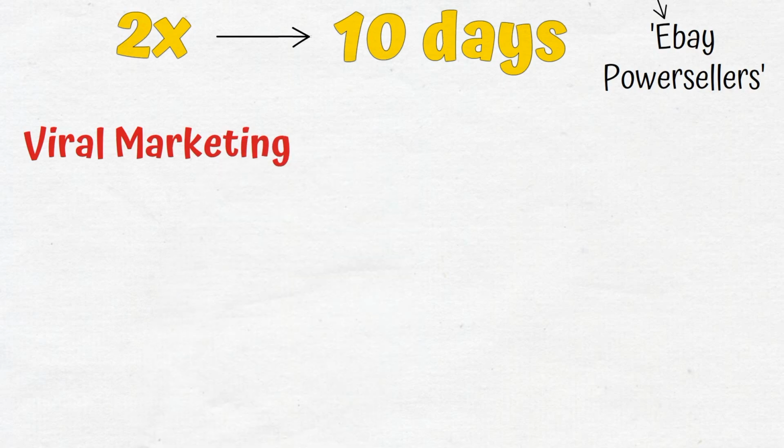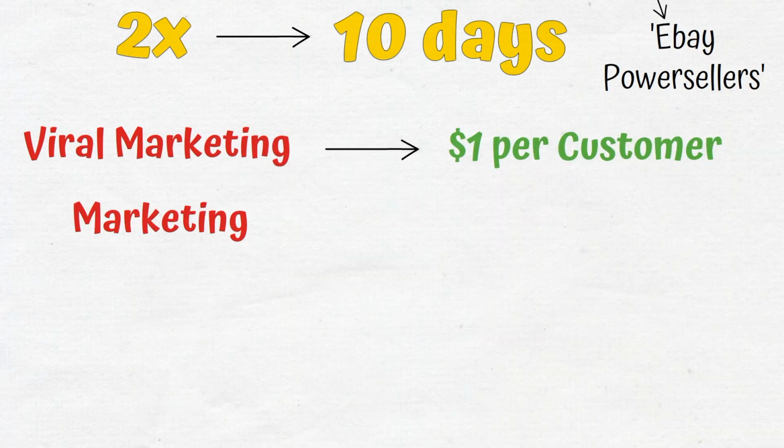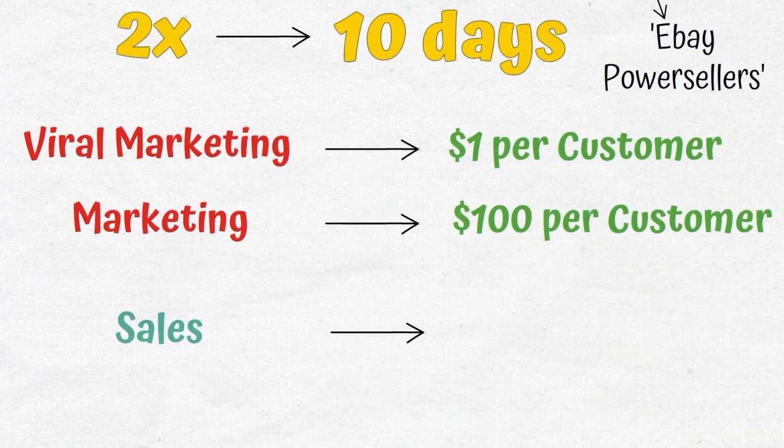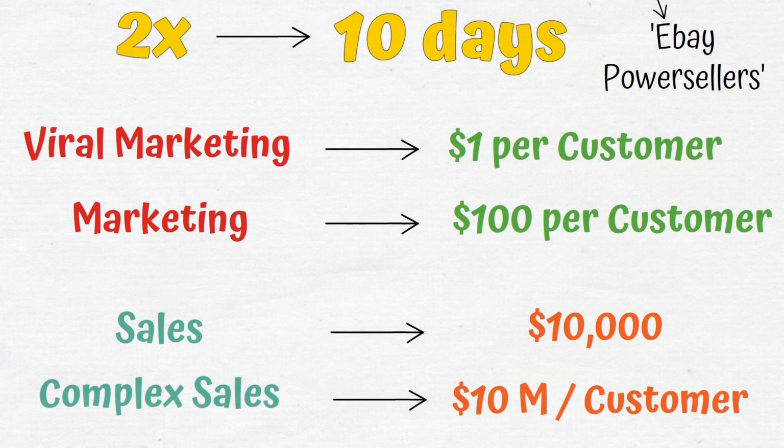Viral marketing will cost $1 per customer. Marketing will cost $100. Sales, $10,000 per customer. And complex sales will cost $10 million per customer. Now try just a single method. Trying some of all will not succeed.